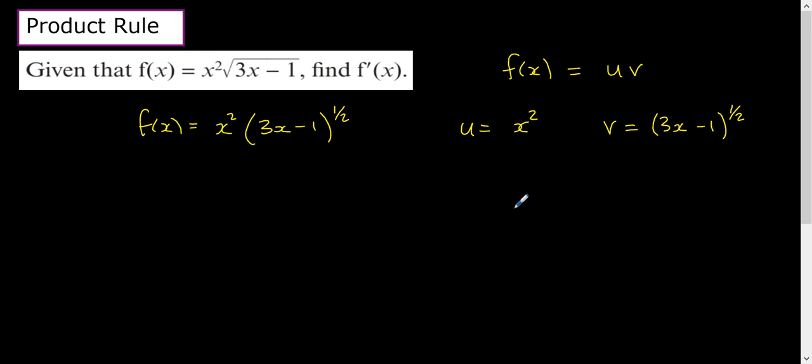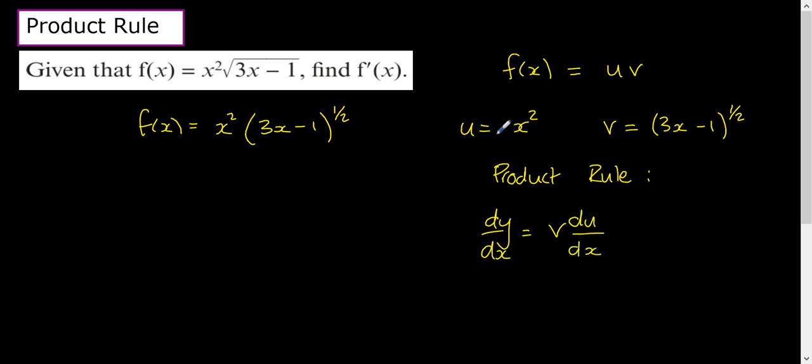Now the product rule for differentiation is as follows. This rule is given to you in the formula book. It looks slightly different, but here's how it works. dy by dx is given by v, the second part, multiplied by the derivative of u, the first part. So we'll take v and multiply it by du by dx. Then we're going to add the reverse, so we'll have u multiplied by dv by dx. So there are four parts to this product rule: there's u, there's v, there's du by dx, and there's dv by dx.